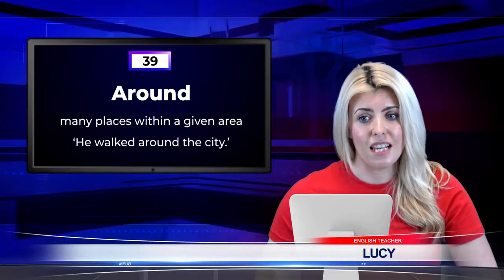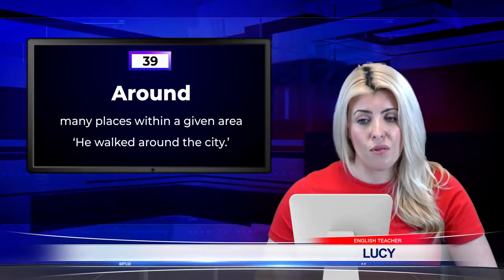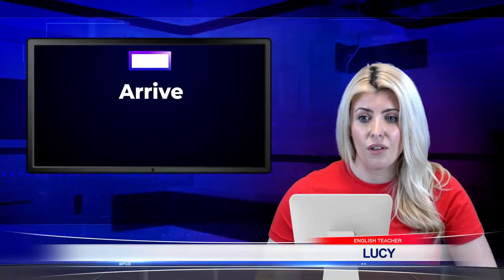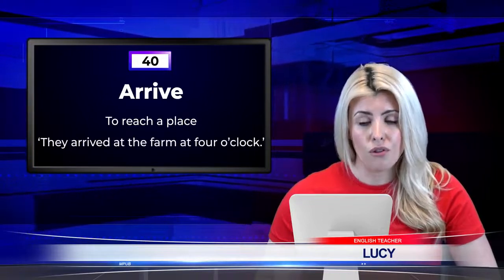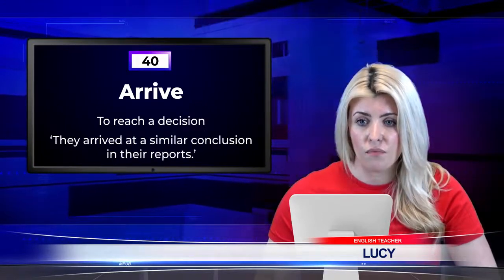Around, many places within a given area. He walked around the city. Around can also mean located on every side. The faces around her all looked very angry. Arrive, to reach a place. They arrived at the farm at 4 o'clock. Arrive can also mean to reach a decision. They arrived at a similar conclusion in their reports.